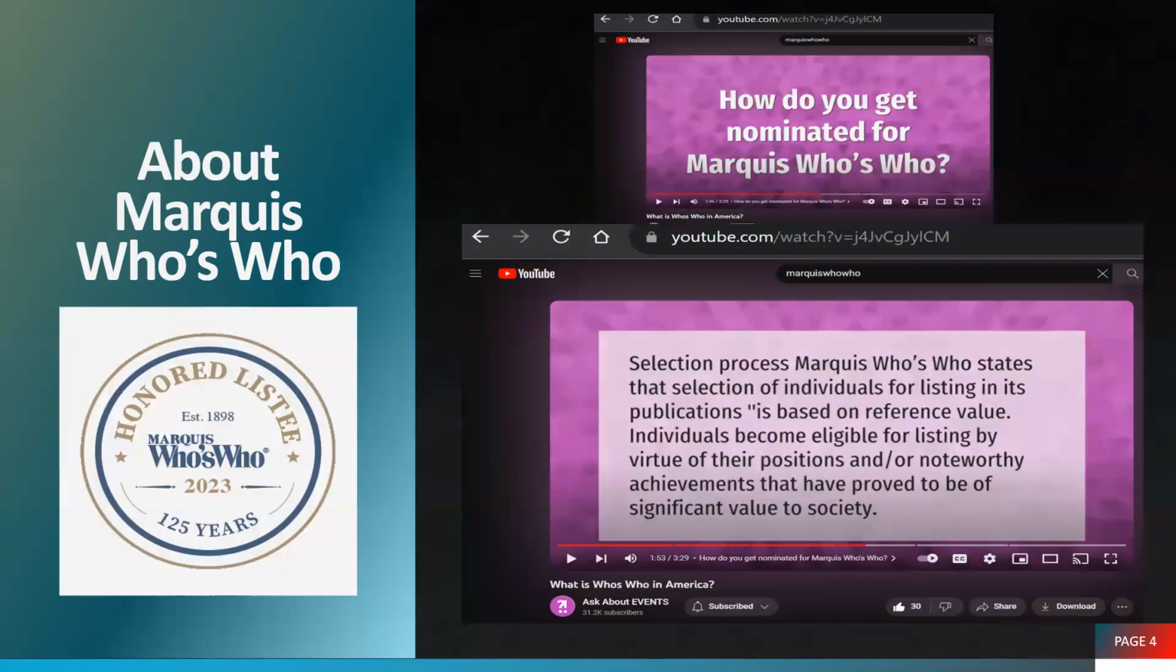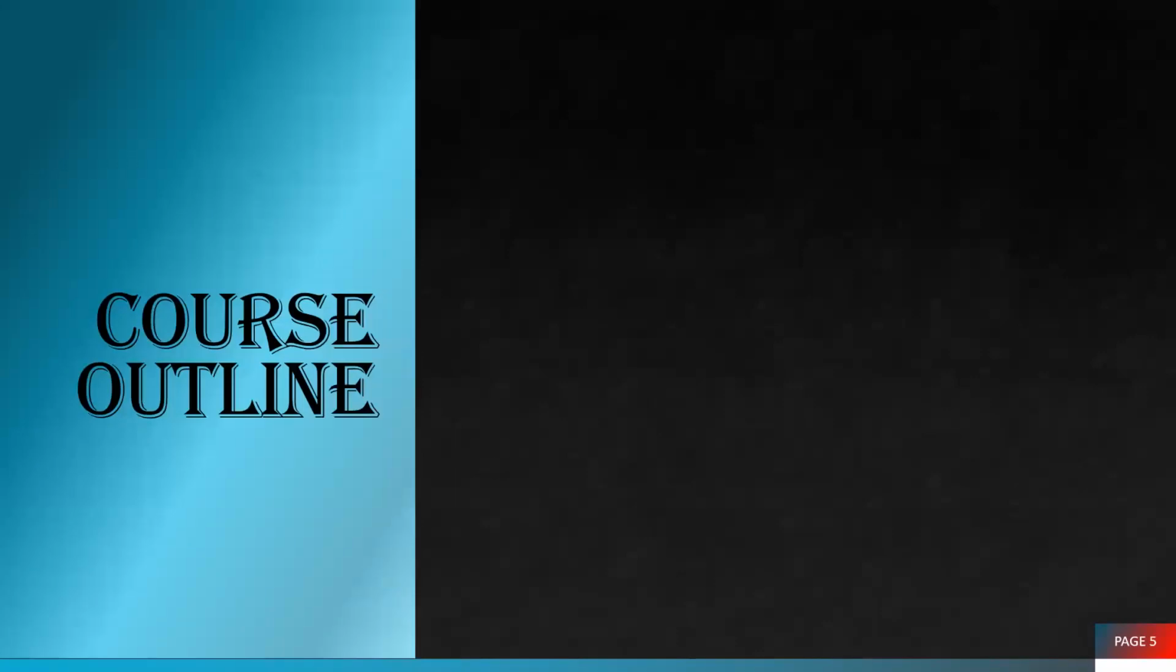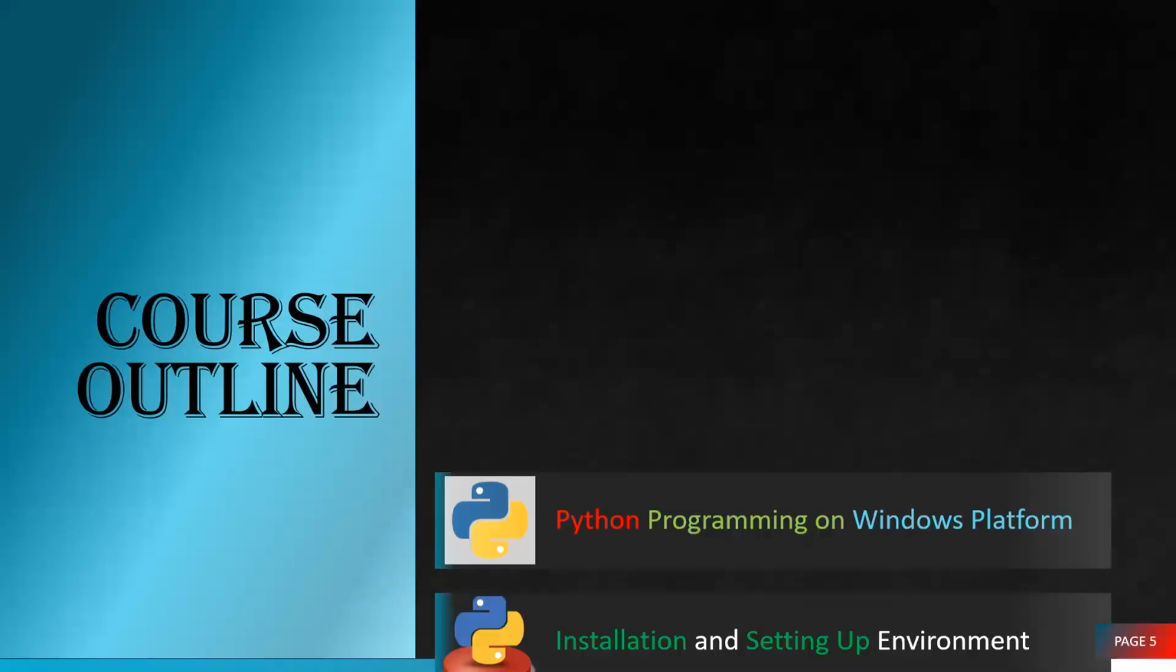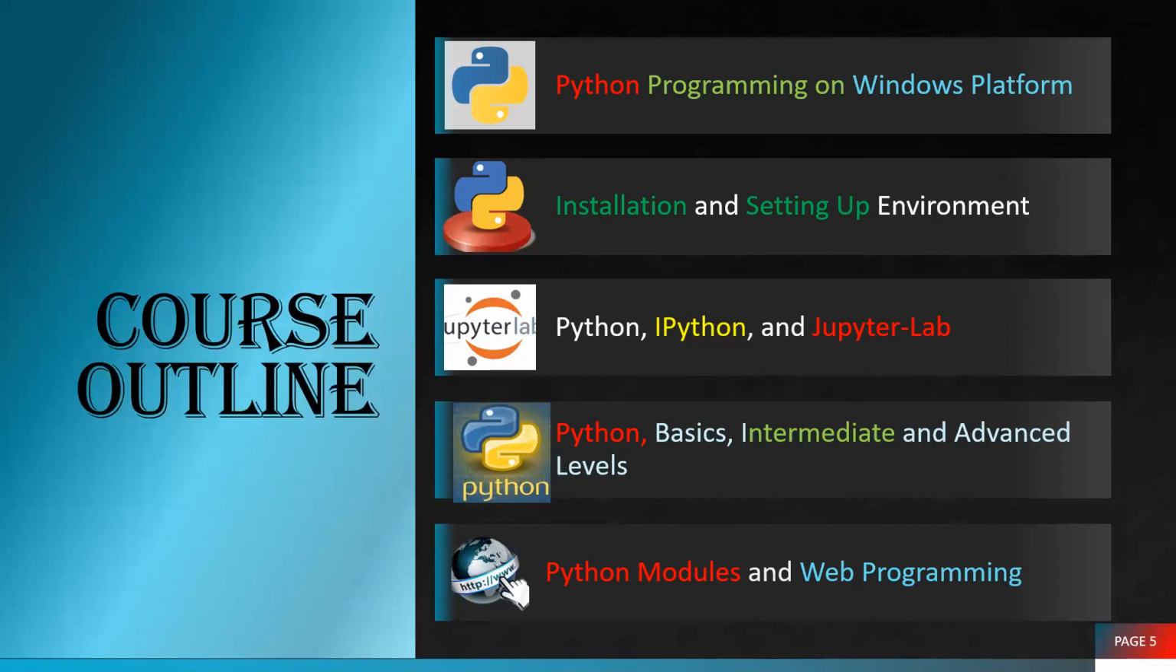And so I will just go on to the class now. For the course outline, what I'm going to cover, I'm going to teach you Python programming on Windows platform. And then I'm going to start with installation and setting up the environment first. Once we install Python, interactive Python and Jupyter Lab, we go to the basics, covering basic Python, intermediate and advanced level. And then I'm also going to cover Python modules, because the libraries and modules, there's thousands of them.